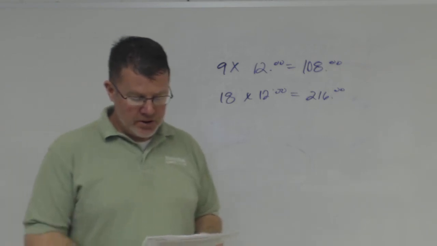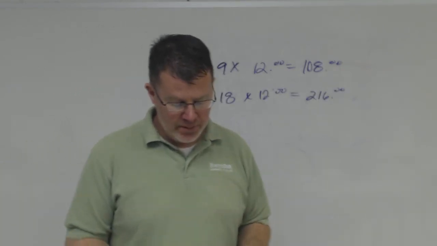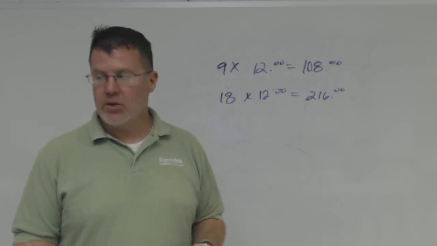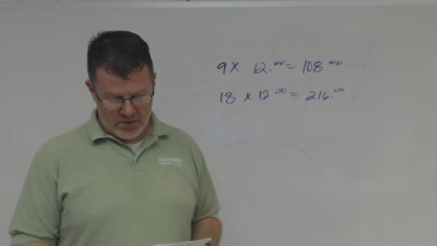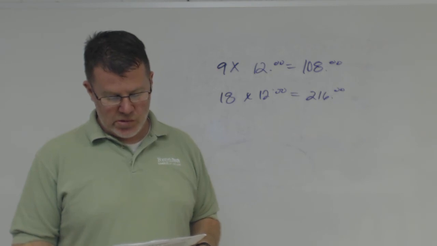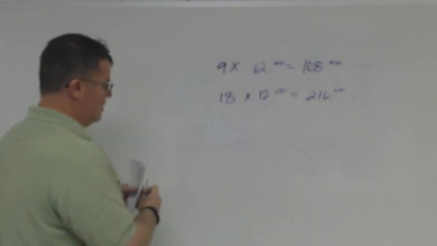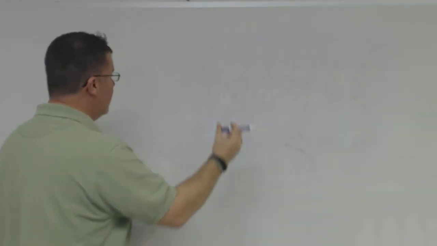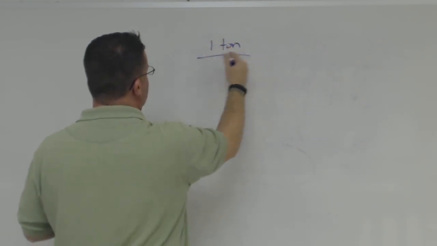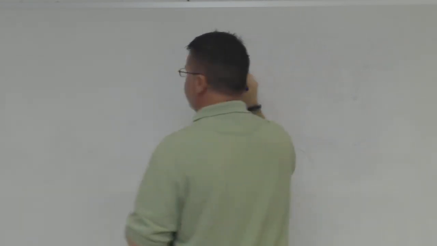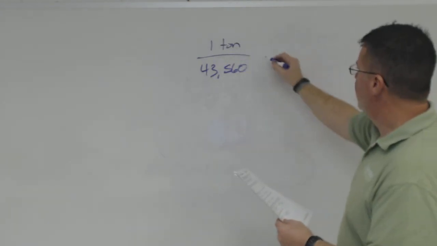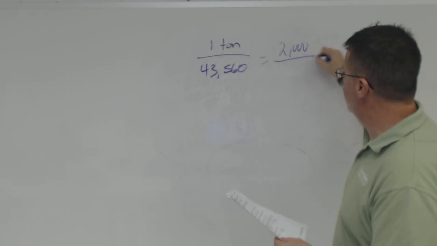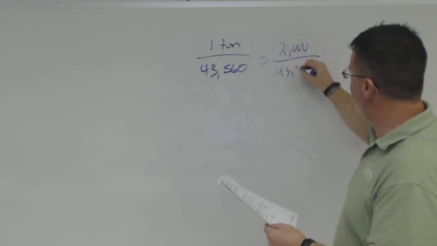14. If we were to use salt spread by truck on the 1 acre parking lot and you apply 1 ton per acre, how many pounds per square feet would this be equivalent to? 22 pounds? I got it down to ounces, which is per square foot. I got 0.9641. I got 1 ton over 43,560. 2,000. It's equivalent to 2,000 over 43,560.